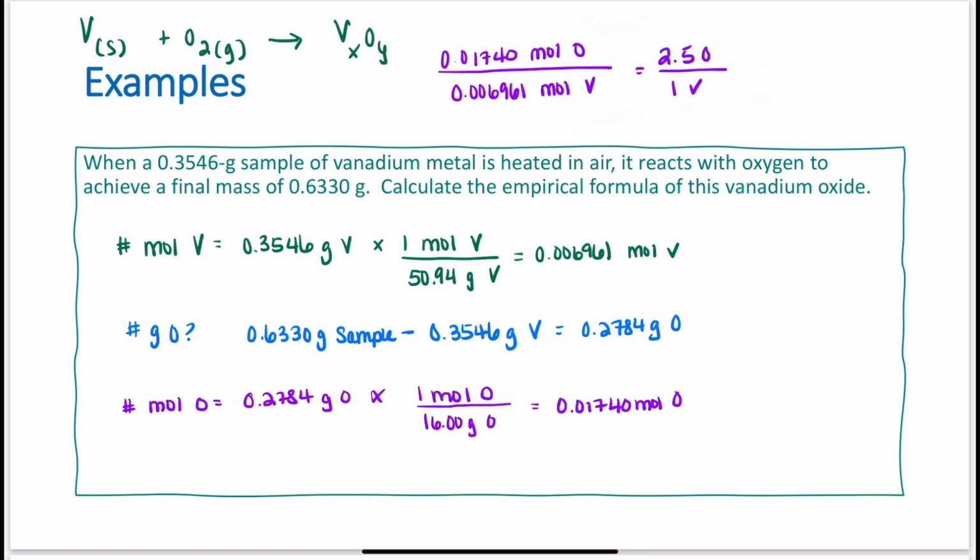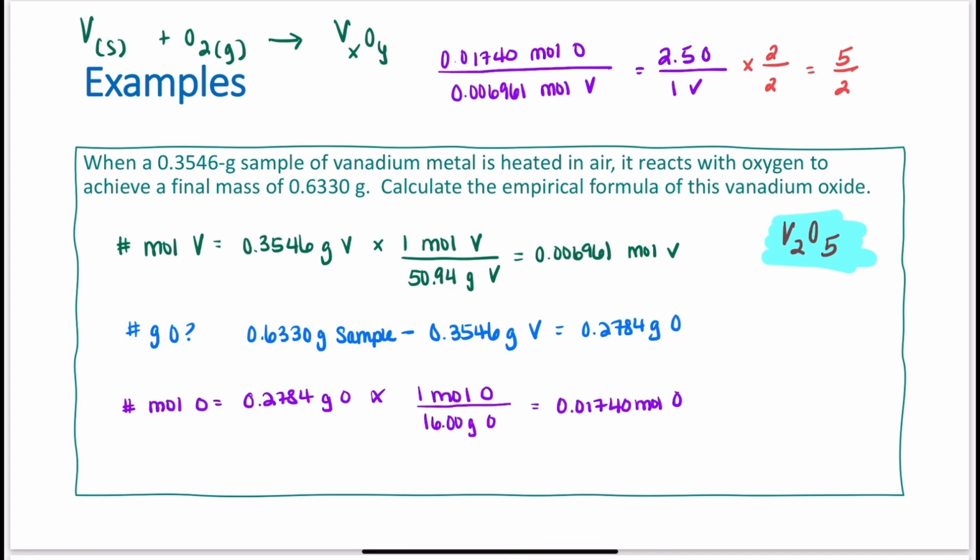I can't have fractions. So what I'm going to do is multiply this ratio by some factor to get a whole number. So 5/2. That means I have 2 vanadiums for every 5 oxygens. Again, when you see the 0.5, you're often multiplying by 2. If you see 0.3 or 0.67, you're usually multiplying by 3. If you see 0.25, you're multiplying by 4. 0.2, you're multiplying by 5. You're going to start to see the patterns there. So this is V2O5.